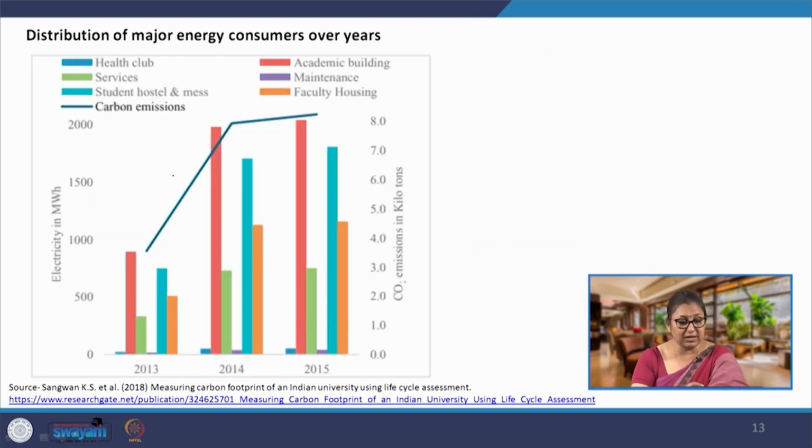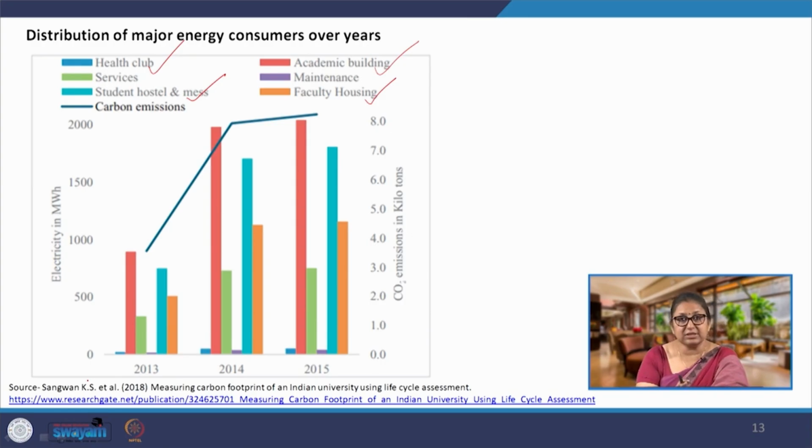So, if we look at that, the major energy consumers are academic building, faculty housing, health club, again a building, plus of course services, student hostel and messes. So, we see that the majority of the scope 2 emissions, which is like 50% of the total emissions that the university reports, of that almost 75 to 80% is actually coming from buildings.